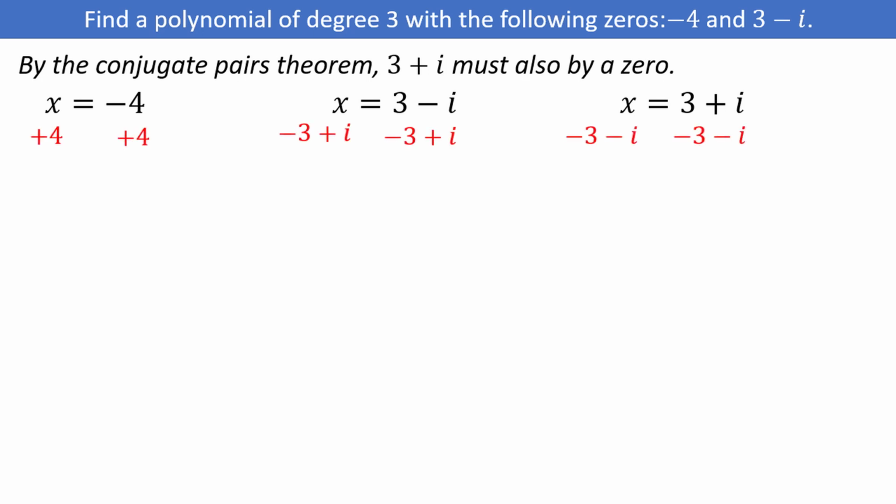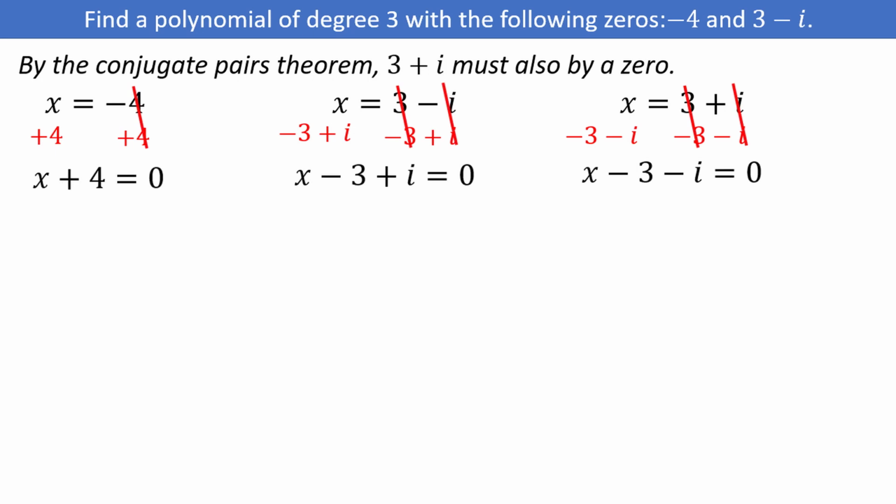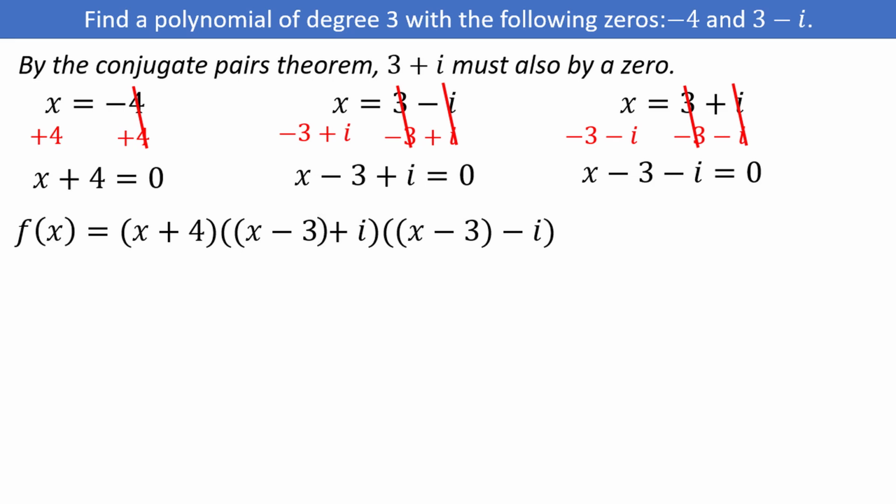Moving everything to the left-hand side, we have the factors x plus 4, x minus 3 plus i, and x minus 3 minus i. We can put these all together into the function so that we have f of x is equal to x plus 4 times x minus 3 plus i times x minus 3 minus i. Now, this is not good enough for our final answer, as we don't want to leave imaginary numbers in there if we don't have to.